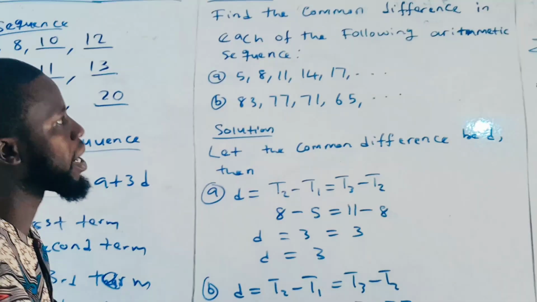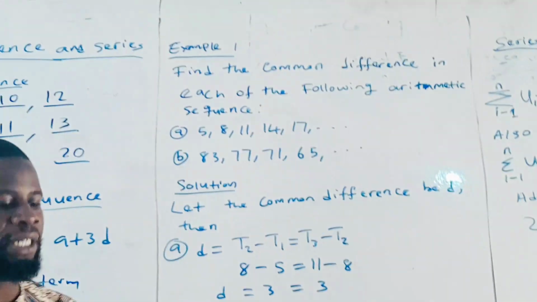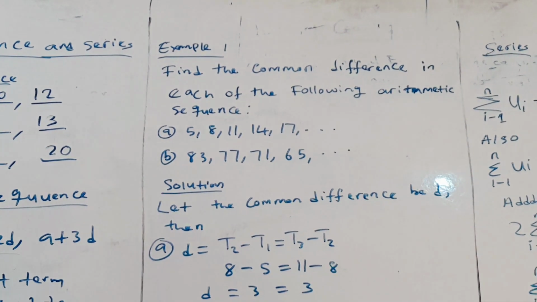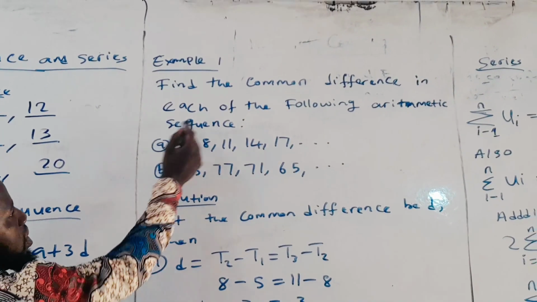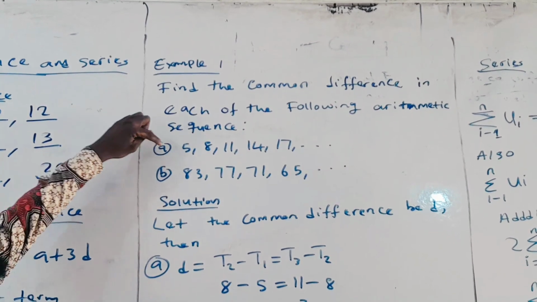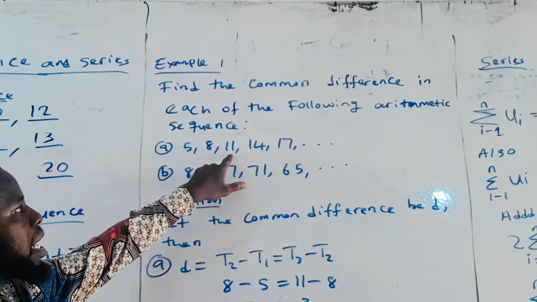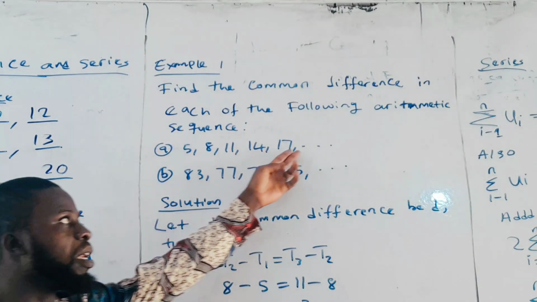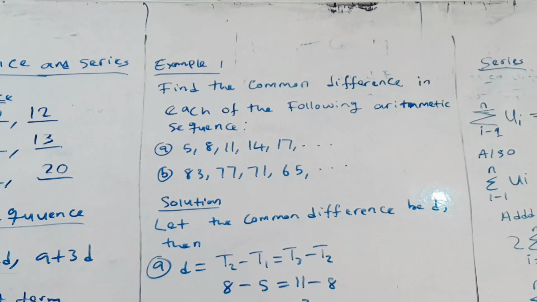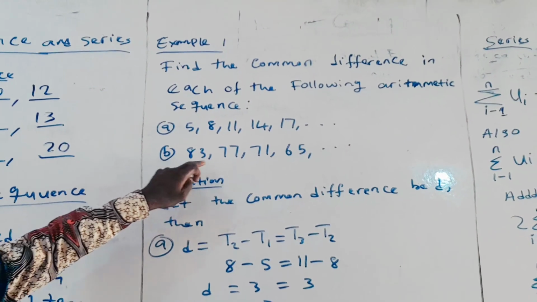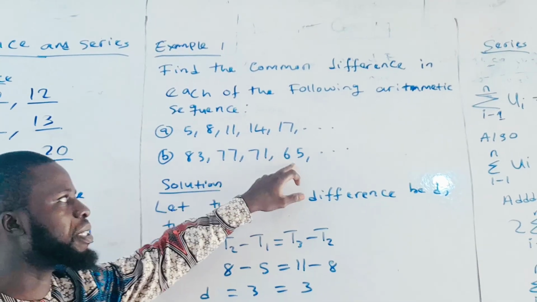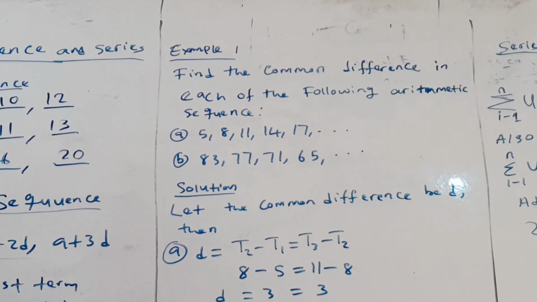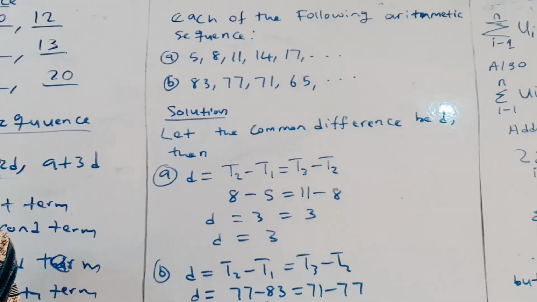Okay, let's go to an example so that we'll see how to find common difference. Find the common difference in each of the following arithmetic sequences. The sequences are A: 5, 8, 11, 14, 17, telling you that it continues. That's not the end. And we have B: 83, 77, 71, 65, telling you that that's not the last number. Then let's go to the solution.